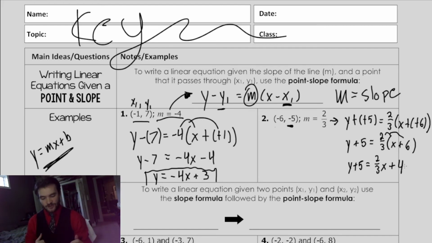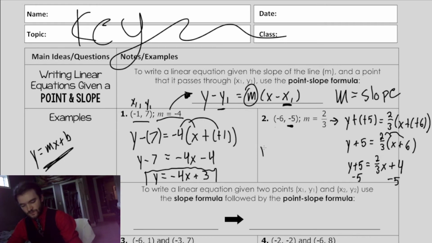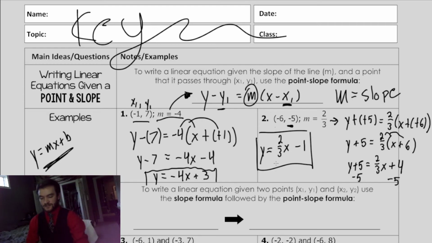All right. Almost done. I still have this negative 5 right here. So this negative 5 I'm going to subtract over to here. Easy peasy. So my final answer is y equals 2/3 x minus 1. A good telling sign is that this m that I'm looking for should match what I'm given. Which in this case it did, right? 2/3, 2/3, it's all good.